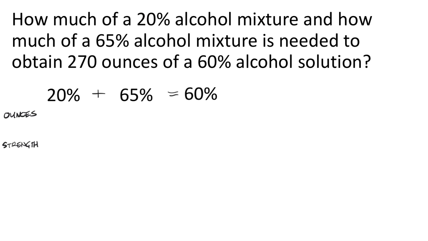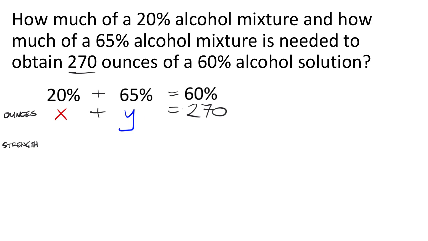We got 20% alcohol mixture, 65% alcohol mixture. We don't know how many ounces there is for each of these, so I can apply variables for these right now. So I could say right now, 20% is going to be my X, 65% is going to be my Y, and I know if I add those two amounts together, it did give me the mixture of those at 270 ounces, okay? So in terms of ounces, X plus Y should be 270.